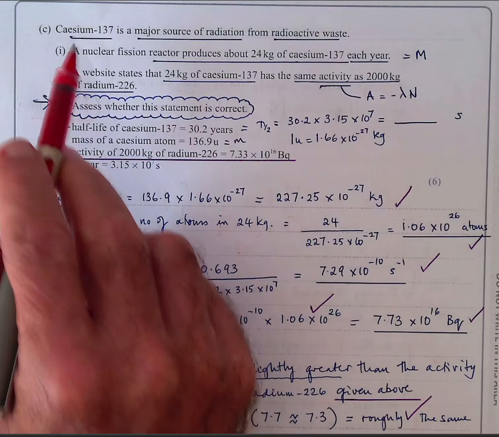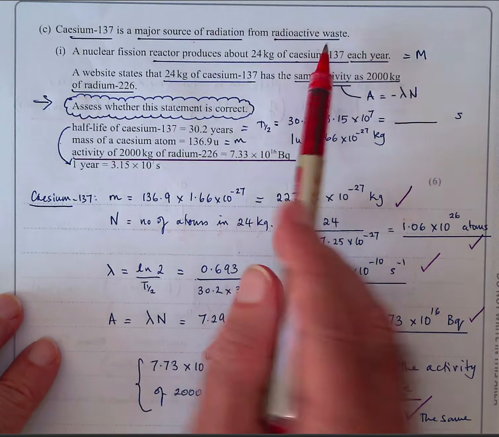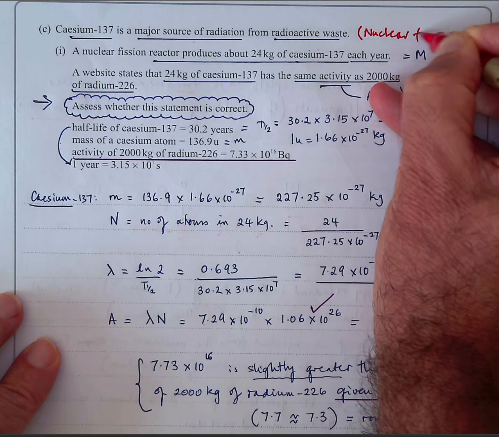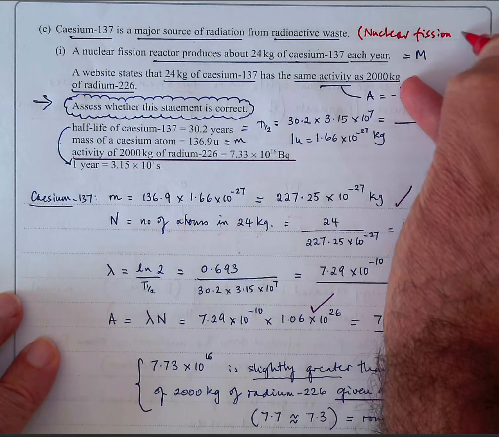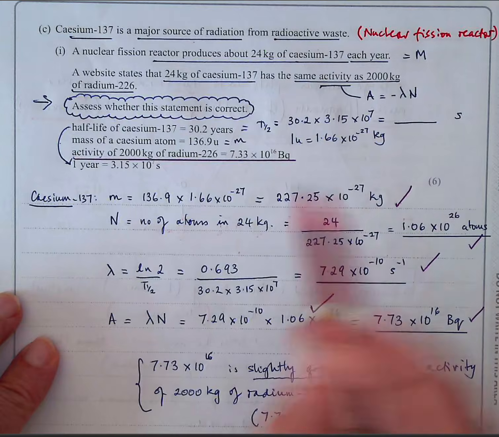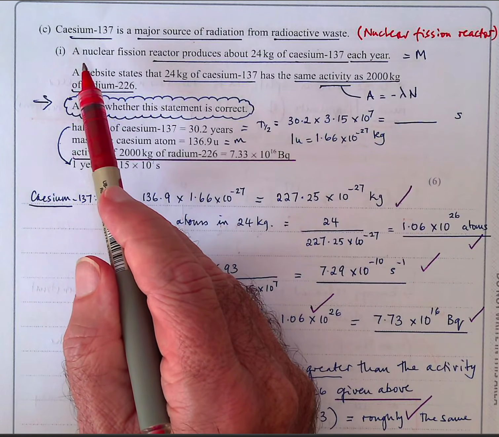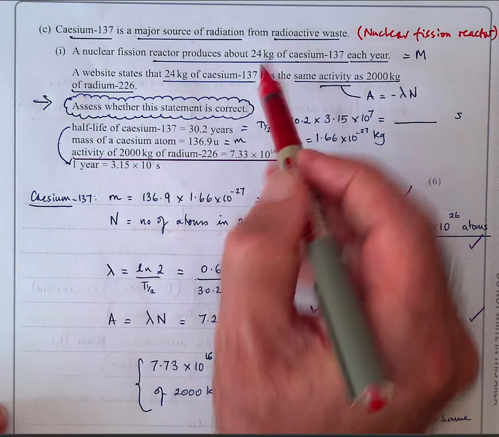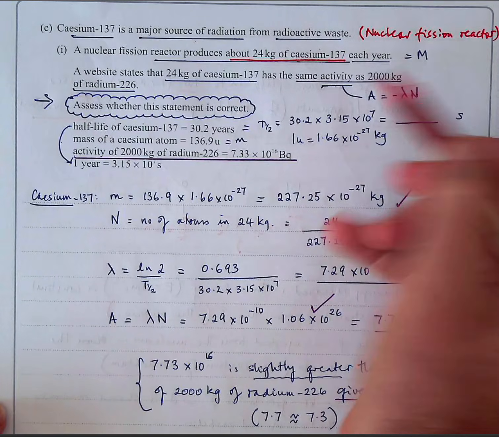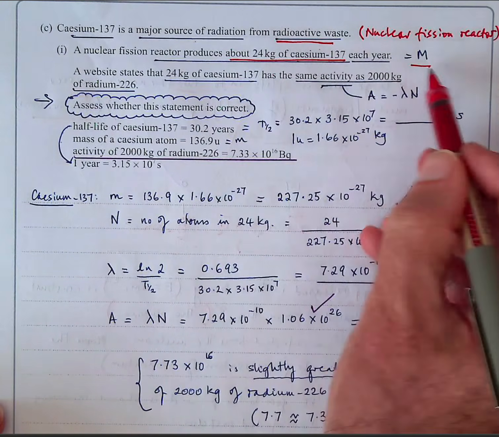Okay, so it's saying cesium-137 is a major source of radiation from radioactive waste. Why? Because radioactive waste is in a nuclear fission reactor. And nuclear fission reactors are going to produce tons of waste, or kilograms, not tons, because remember, a little bit of nuclear fuel goes a long way. A nuclear fission reaction produces about 24 kilograms of cesium-137, which is going to be nuclear waste. So that's mass, 24 kilograms, big M.